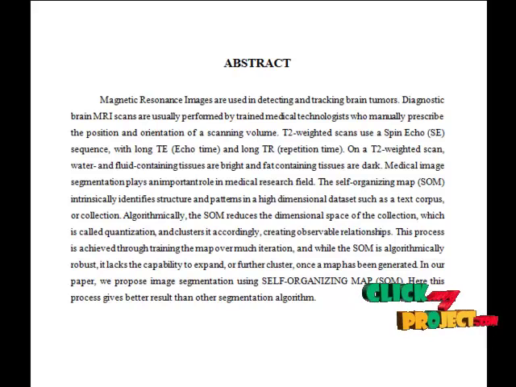A self-organizing map is a type of artificial neural network that is trained using unsupervised learning to produce a low-dimensional, discretized representation of the input space of the training samples, called a map. Self-organizing maps are different from other artificial neural networks in the sense that they use a neighborhood function to preserve the topological properties of the input space. Thus, in our paper, we use the SOM segmentation algorithm for brain image segmentation.